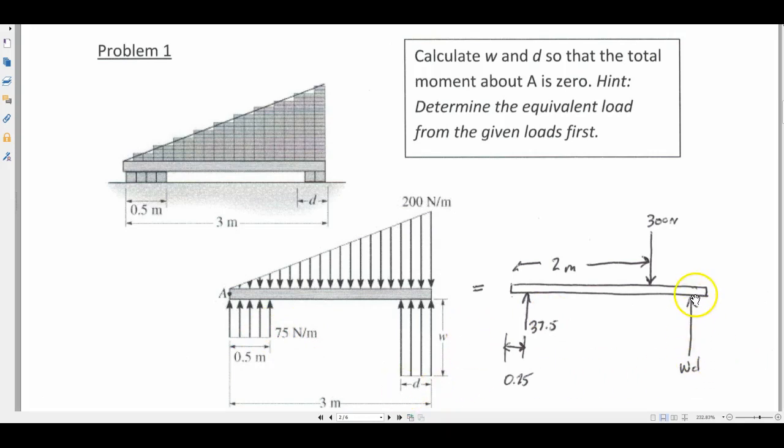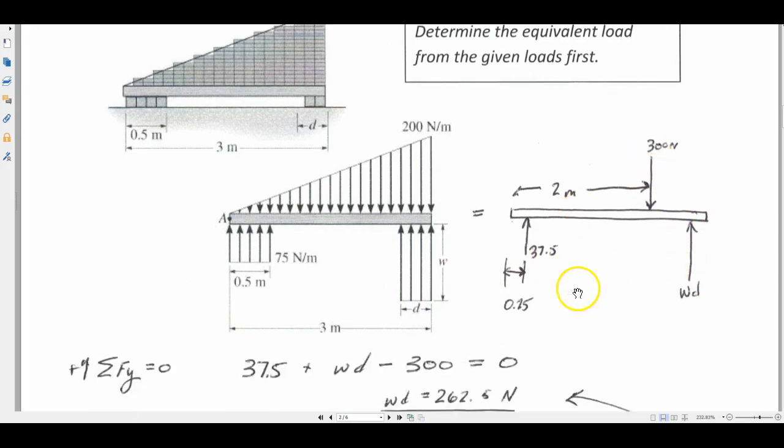I don't know how much it is. Okay, now this is static, so the amount that's pushing down has to match the amount that's pushing up. So since we have 37.5 up plus WD up minus 300 down, that has to equal 0. So you know that the product of W times D is equal to 262.5. But that does not help me solve W or D.